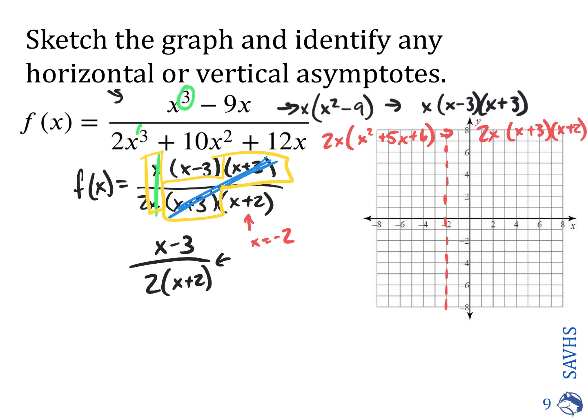Because the degrees are the same, I'm going to take the coefficients on the a, which is a 1, and divide it by 2. So I have a vertical asymptote here, and then I have a horizontal asymptote at y equals 1/2. I'm going to just sketch that in here. Okay, not a super perfect graph. Otherwise, after I do this, I'm just going to go to my graphing calculator and see what it looks like.